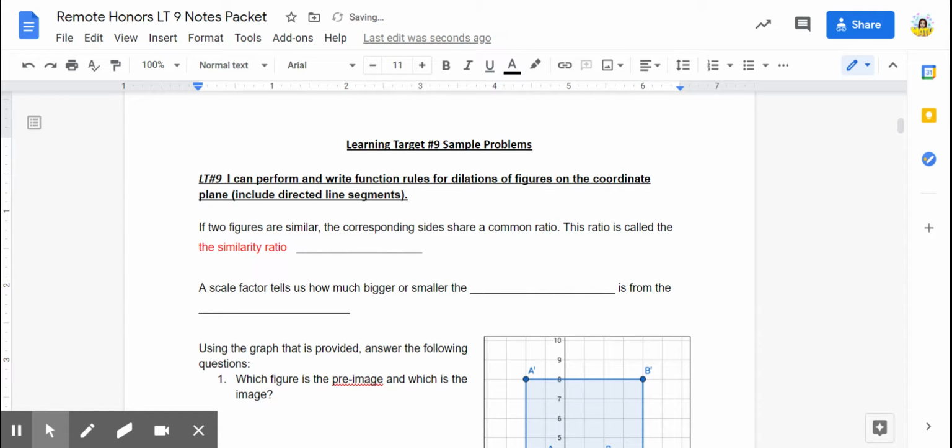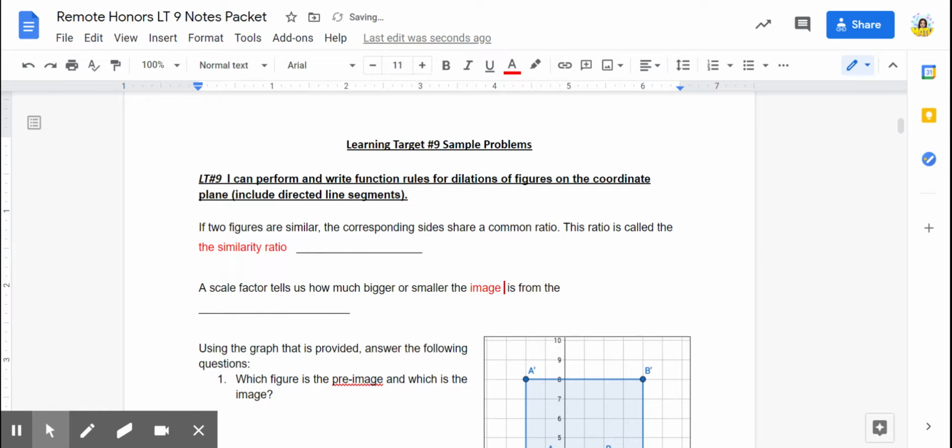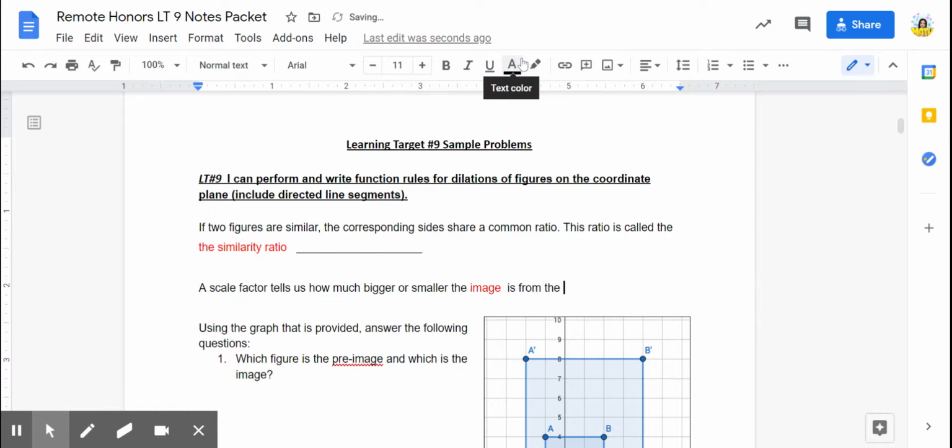Okay. Scale factor, and I'm just going to add things as we go here. Scale factor tells us how much bigger or smaller the image is from the pre-image. And hopefully the easier way to remember that is that pre comes first. So the pre-image is the original, the image is the new one.